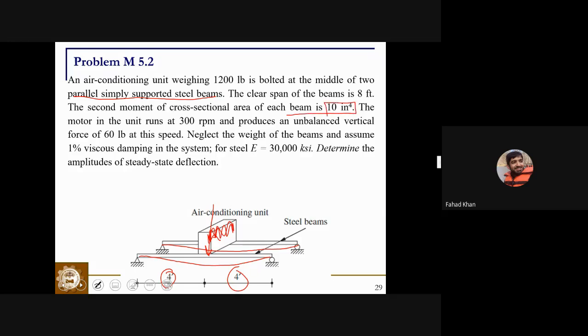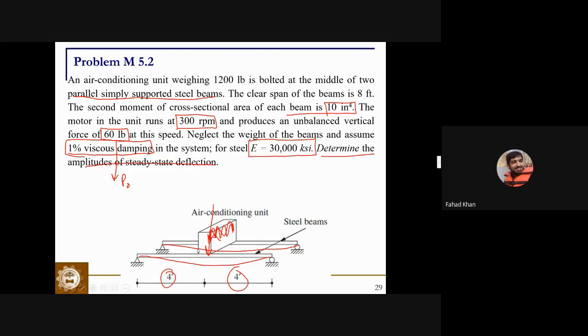The motor in the unit runs at 300 rounds per minute, and we have to convert this into revolutions per second, or hertz, and produces an unbalanced vertical force of 60 pounds. Okay, so this 60 pounds is basically P naught. Neglect the weight of the beams and assume 1% viscous damping. So this is our assumption in the system. For steel, the modulus of elasticity is 30,000 ksi. Determine the amplitude of steady state deflection.